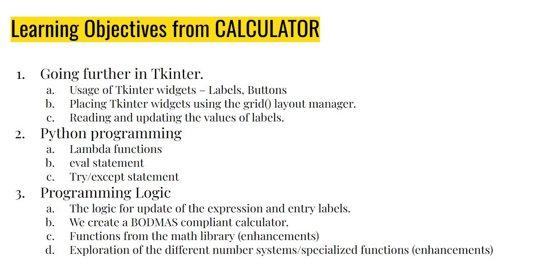Next, we are going to learn some very interesting Python statements. For example, lambda functions. Now, lambda functions are small anonymous functions which can be very handy in making your code more efficient. We are going to learn about the eval statement, which is again a very powerful statement. And finally, we look at the try and except statement. Now, obviously, all of this gets used in a certain context, in this case of building a calculator, and hence programming logic comes in. So we'll see how we update the expression and the entry labels. We'll see how we create this BODMAS compliant calculator that I just demonstrated.